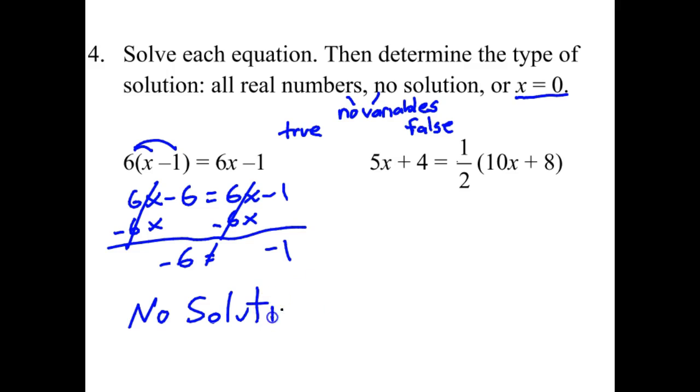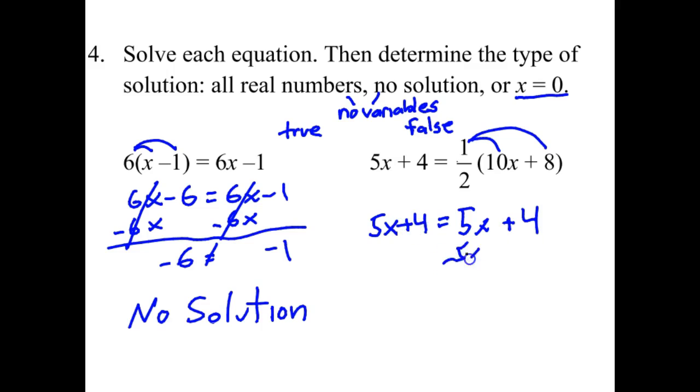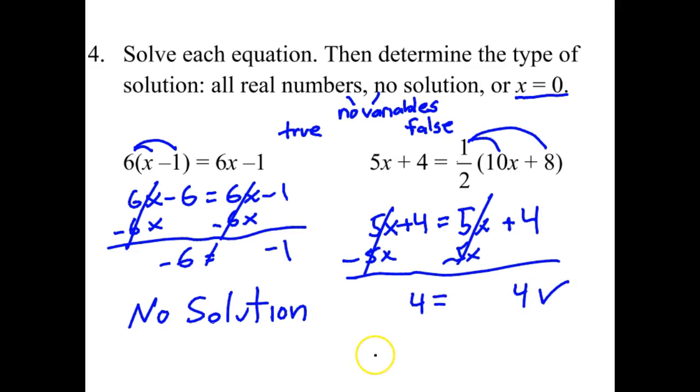And actually write out the words no solution. Alright, keep going. We got half of 10, which is 5. And we have half of 8, which is 4. And you can see that these are identical in every way on both sides. And if you were to start solving, subtracting 5x on both sides, what you're left over with is something that is true. We have 4 equals 4. That is a true statement. So this would be in all real numbers.